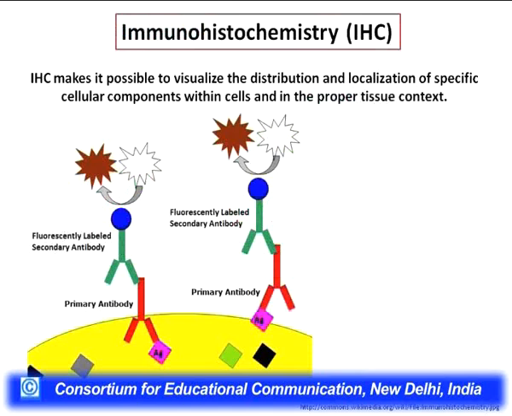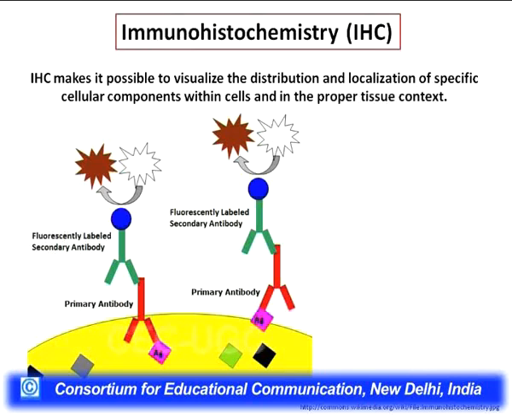The next, third method which was developed based on this particular principle was immunohistochemistry. This method was basically developed to localize or visualize the distribution and the location of a specific cellular component within the cell or the tissue without breaking the cell. In most of the assays, we were lysing or disrupting the cell, but in immunohistochemistry, the cell does not have to be lysed.